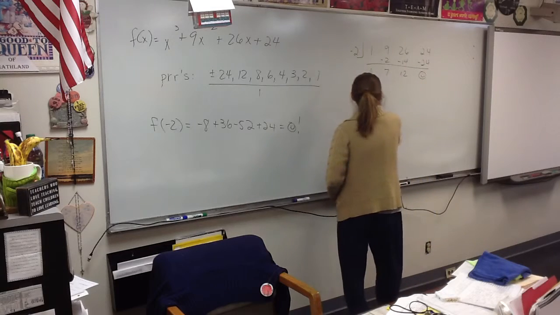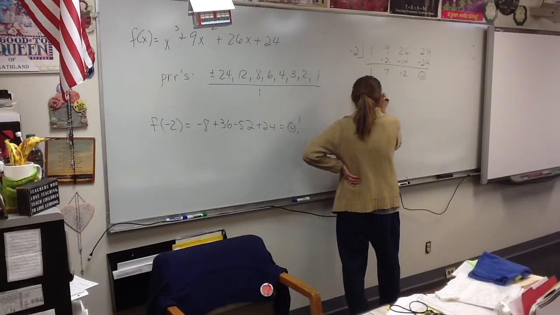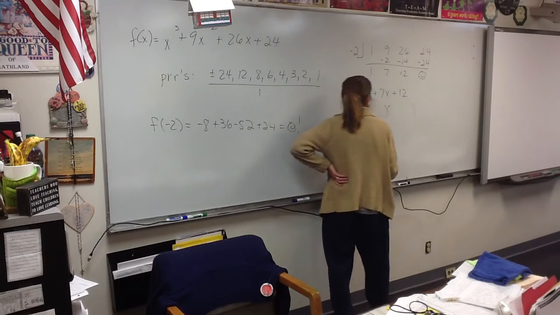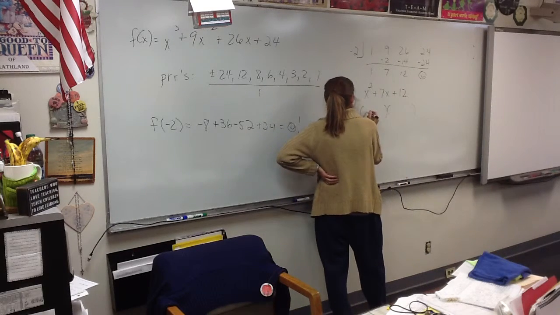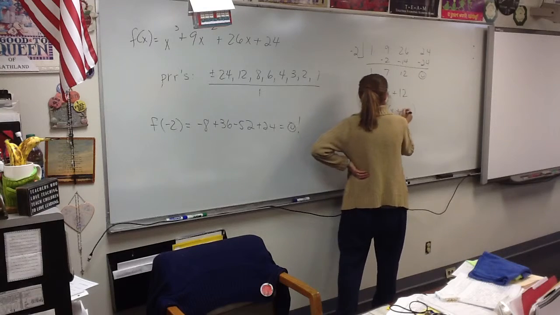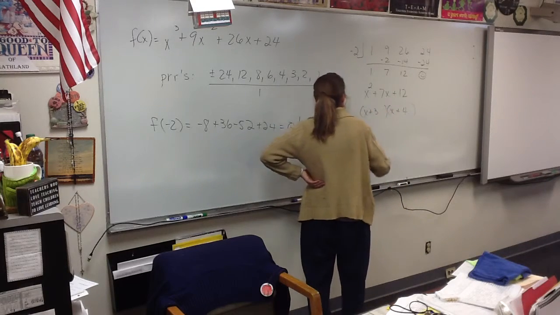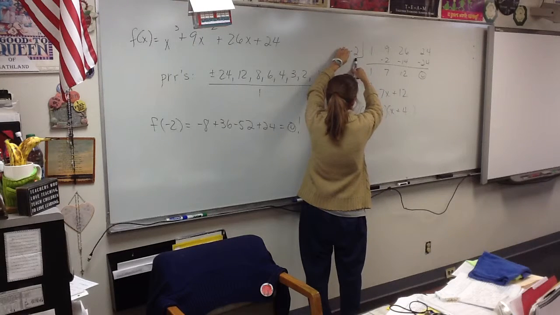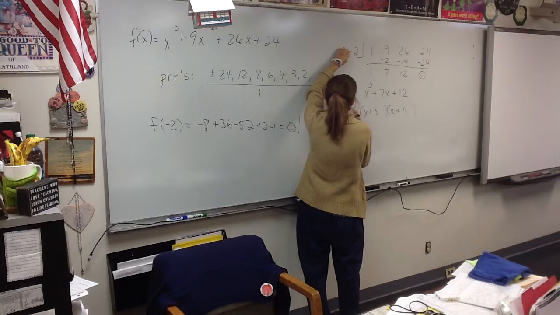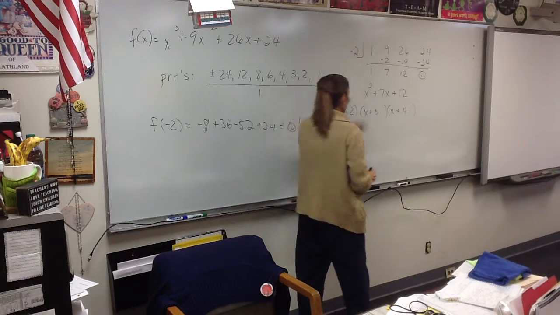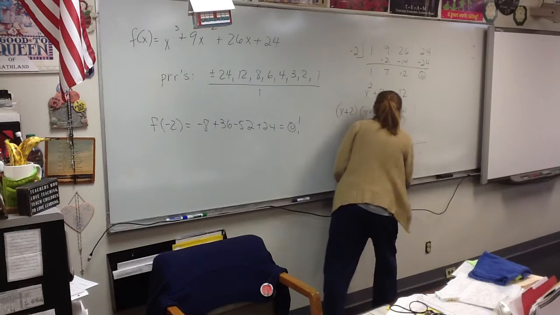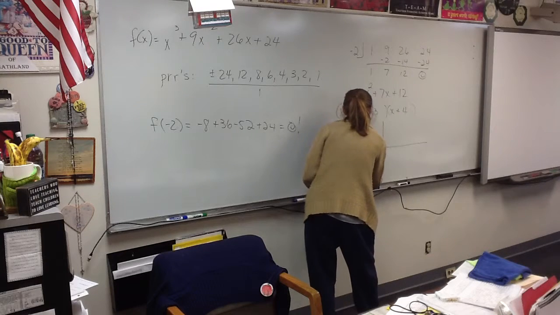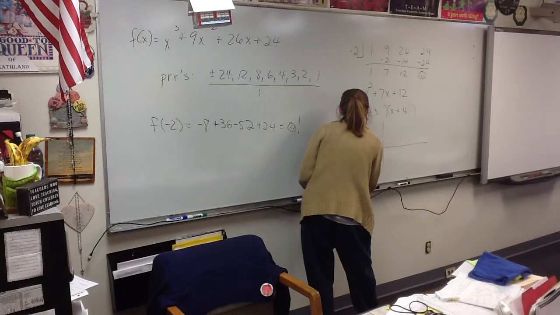Yay, good news. Okay, what's left? X squared plus 7x plus 12, which is going to factor how? Plus 3, plus 4. And that is combined, Lily, do not forget, with the one I already guessed, which would be x plus 2. So we have roots all bunched up here at -2, -3, and -4.